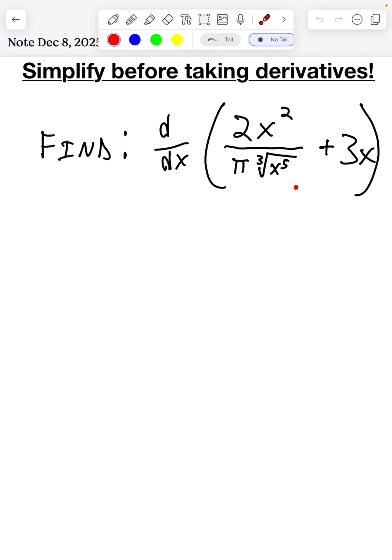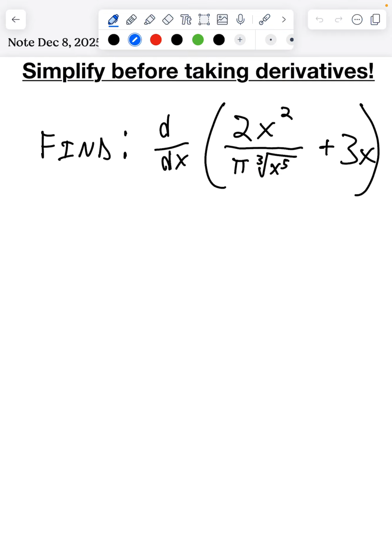And everybody always says the exact same thing. They say, well, let's just quotient rule this, and then we already know what the derivative of 3x is. It's 3. I go, okay, technically, yes, that will work, but if you quotient rule this, it's just going to take longer. It will work out just fine, but let's take a look here.